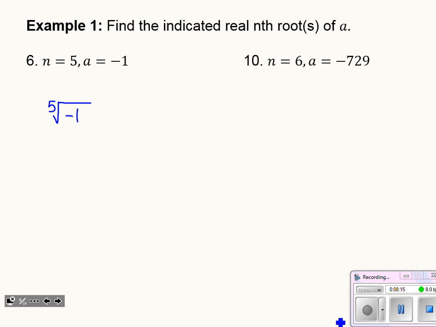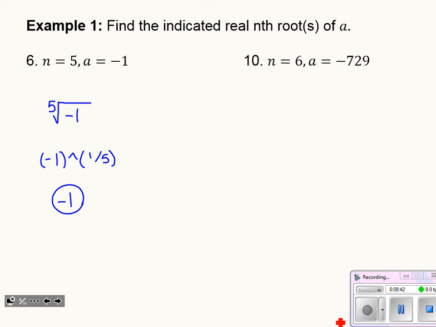If I were to solve that in a calculator, I would say -1 raised to the 1 divided by 5, the 1/5 power. And we find that that solution is -1. Because we had an odd root, we are allowed to have a negative underneath. And if we undo all that work, we find that the answer is -1.